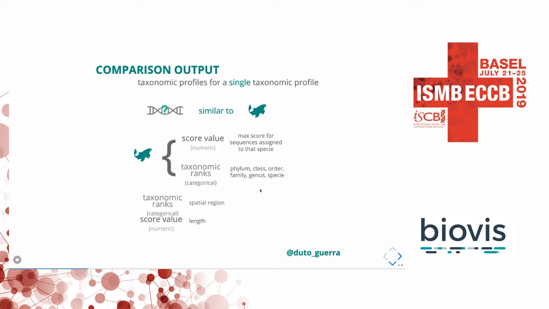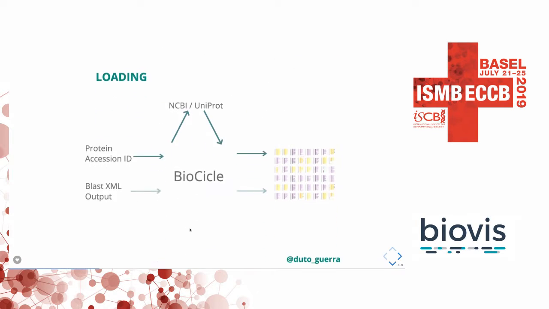As I was saying before, when you're doing these comparisons, you get a new sequence, and then you want to see if it is similar to something that has already been discovered. So you get these score values and these taxonomic ranks, as they call them. And what we are going to be using is encoding using the spatial region, the whole taxonomic range, and then using the length, the score value. How does that work?